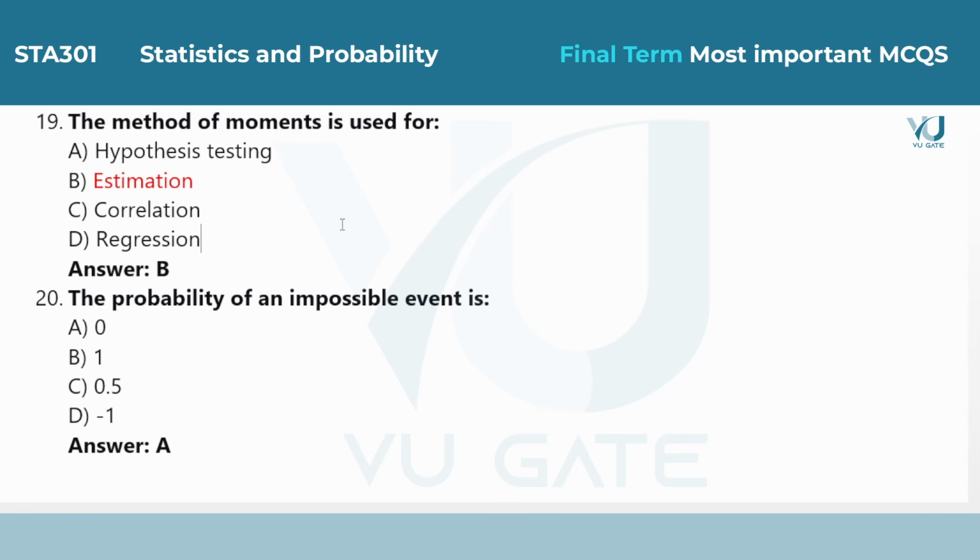Question: the probability of an impossible event is? Answer: A. 0.